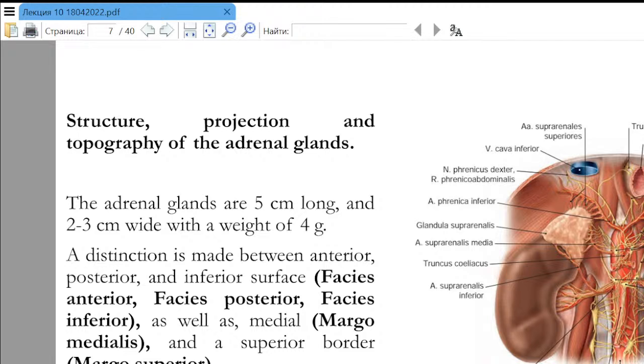At the medial border is the hilum, where the vascular, lymphatic and nervous systems enter and exit: the artery enters, the vein and lymphatic vessels exit. What do you see? This is glandula suprarenalis.